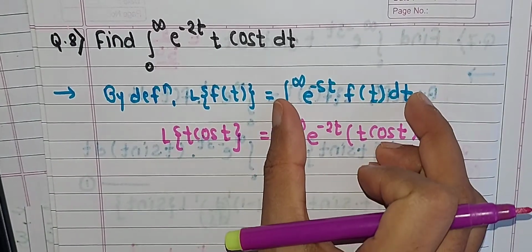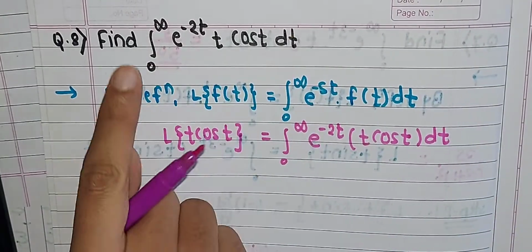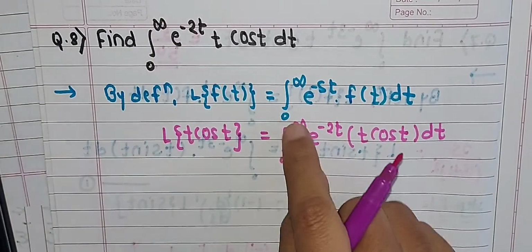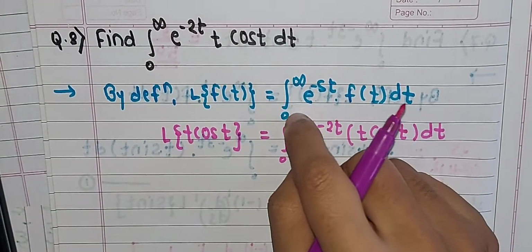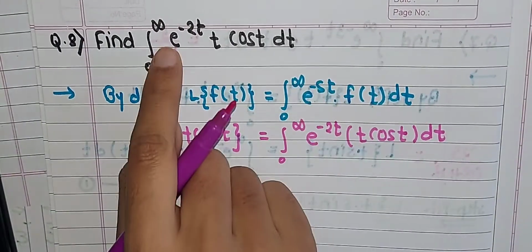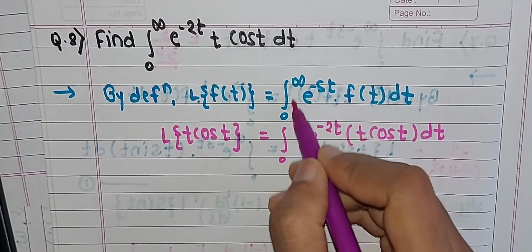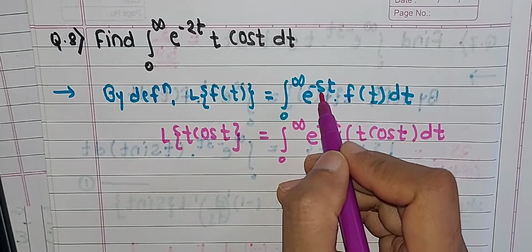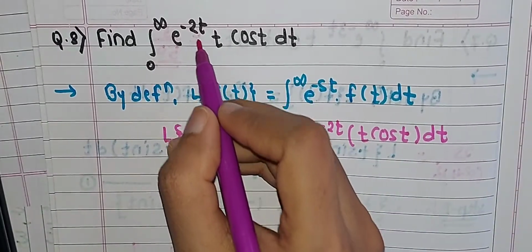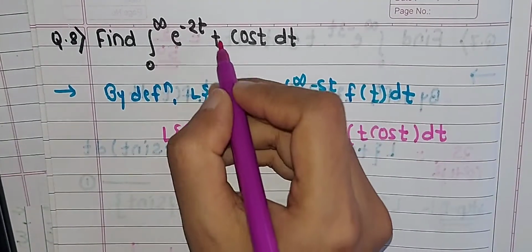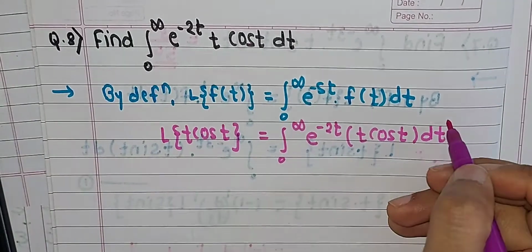Now compare this RHS with the given equation, that is we have a range 0 to infinity. Of course our definition also has range 0 to infinity, e raised to minus 2t. Here we have e raised to minus st, so that means we have a value s, that is s is equal to how much? 2, and f of t is equal to how much? t cos t and dt.